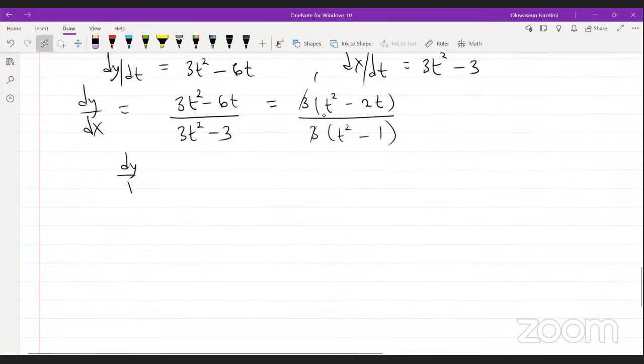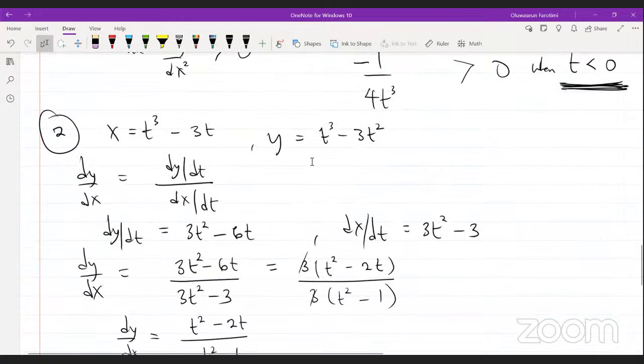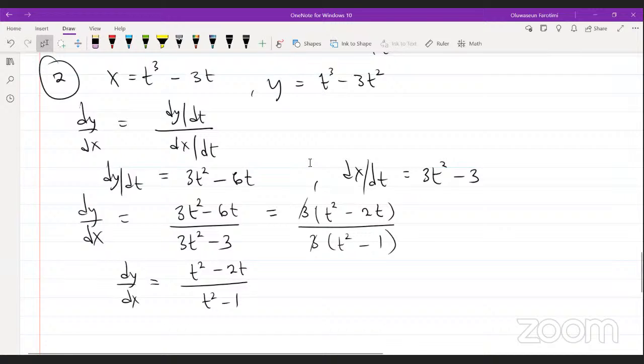So we have dy/dx equals t squared minus 2t divided by t squared minus 1. Okay. Does this make sense, guys? All right. Take a look at it for a second, just to make sure everything is good.